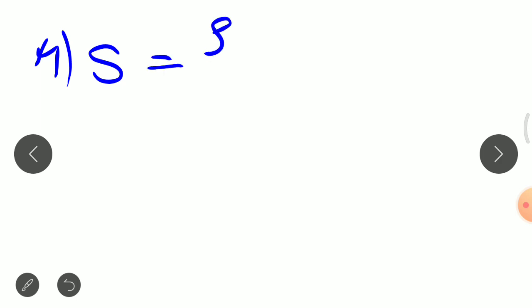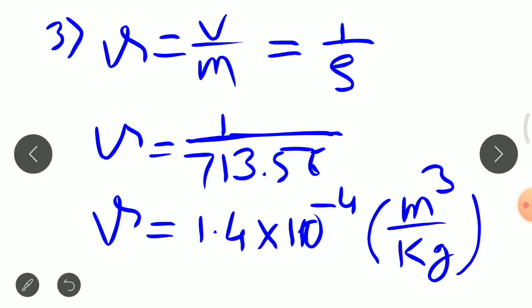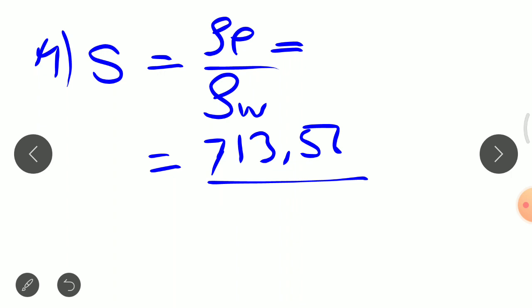Then the fourth and last quantity is specific gravity. We denote it by capital letter S, and the formula for that is rho of liquid. Here the liquid is petrol, so we will write rho of P divided by rho of pure water, that is W. And the quantity of rho of petrol is nothing but 713.56, just what we have calculated from this formula, divided by rho of water, which is equal to 1000.